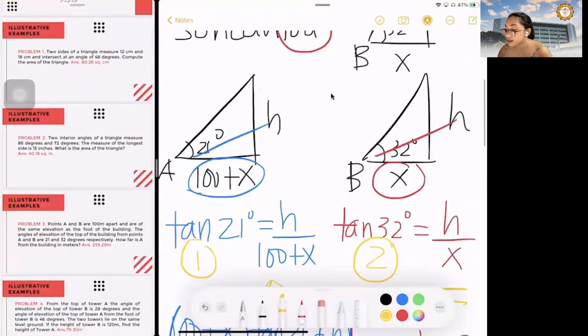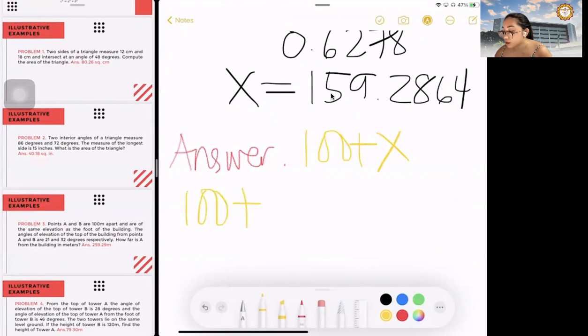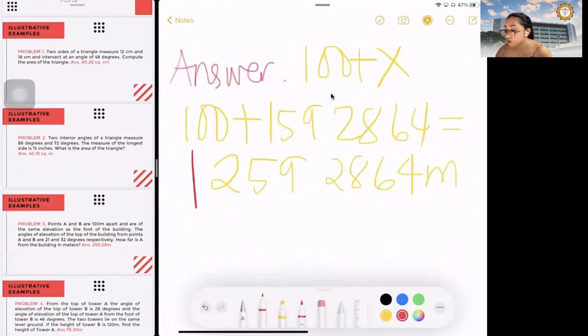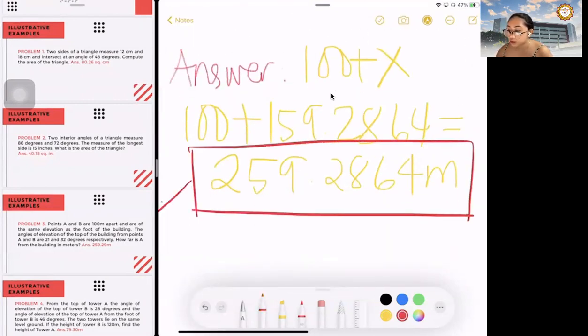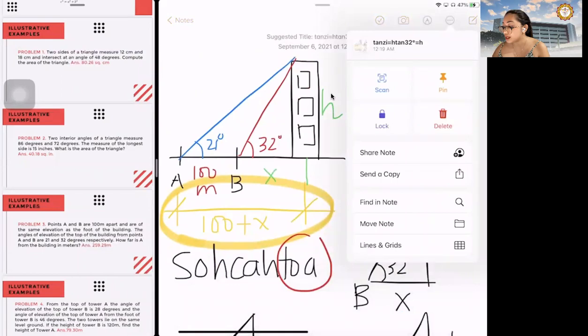The 100 plus x. So your answer here is 100 plus x, or 100 plus 159.2864 is equal to 259.2864 meters, which is what we are looking for here, equal to the answer found in that example. All right, so I hope that's clear. I'm going to save this one so you have a copy.